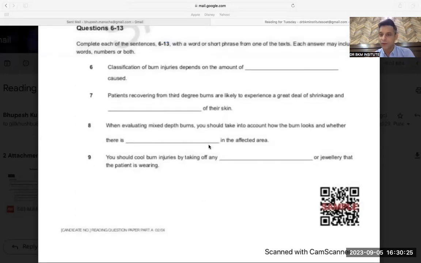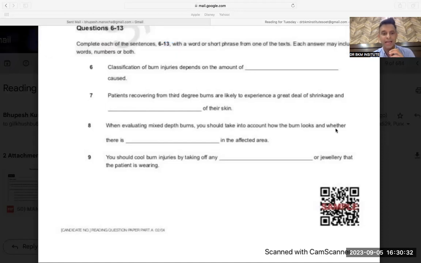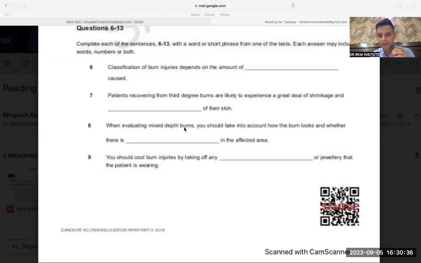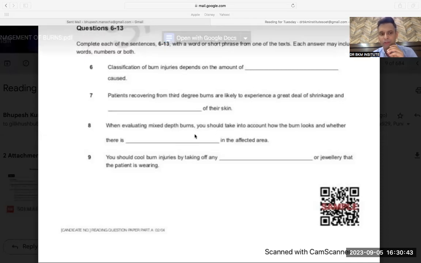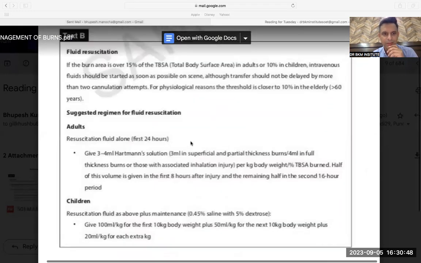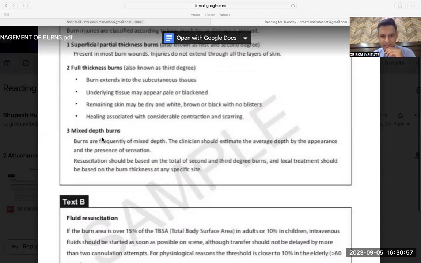When evaluating mixed depth burns, you should take into account how much the burn looks and whether there is dash in the affected area. So the main keywords are mixed depth burns, and you should take into account how the burn looks and whether there is dash in the affected area. So mixed depth burns, this is my other keyword. I'm keeping on scrolling, keeping on trying. These are the mixed depth burns.